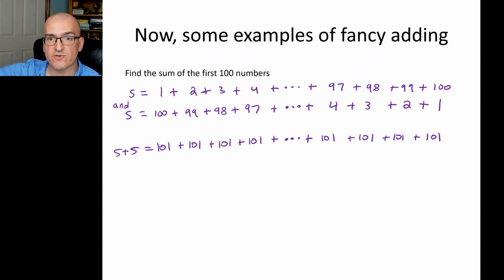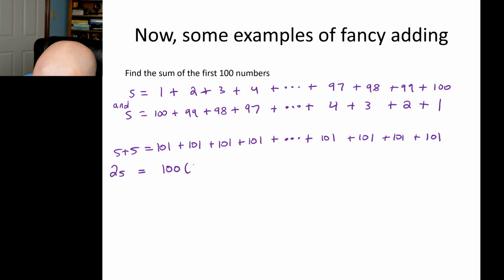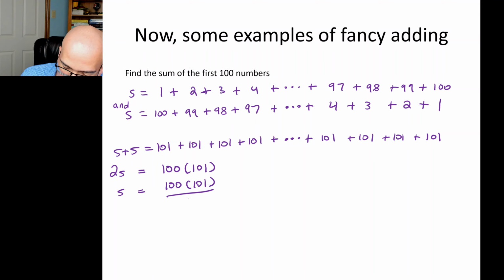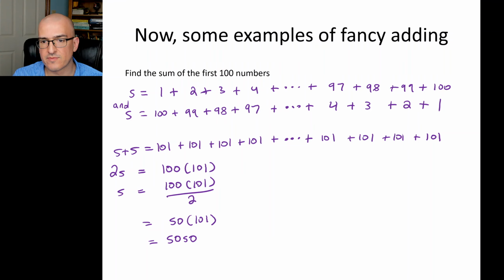Notice that we have 100 terms from 1 to 100. So we have 100 101s. So 2 times S is equal to 100 times 101. Divide both sides by 2. 100 times 101 divided by 2 is 50 times 101, which is 5050. Without adding.